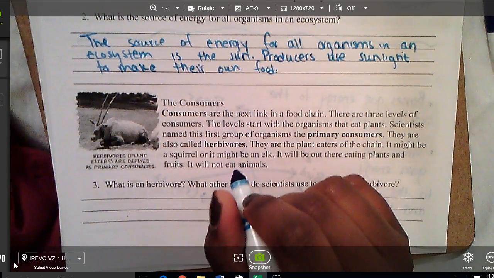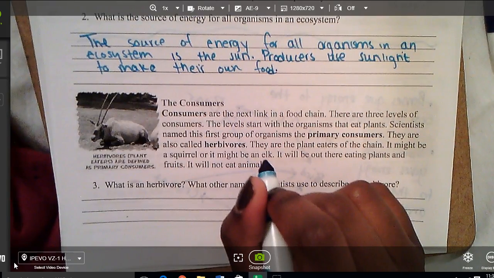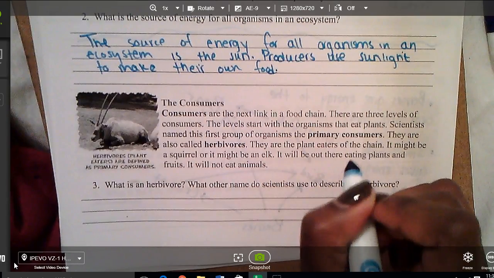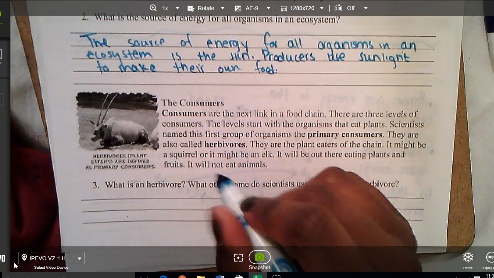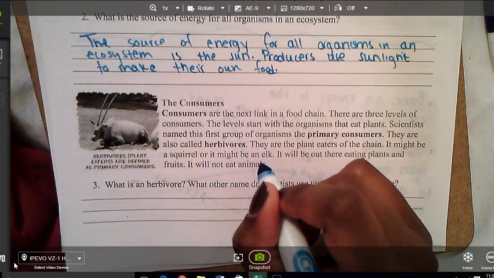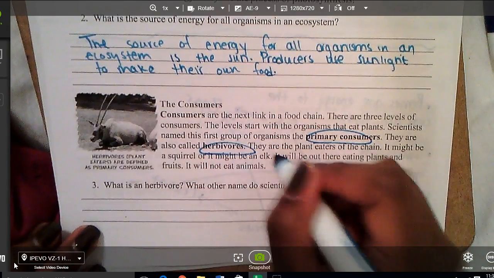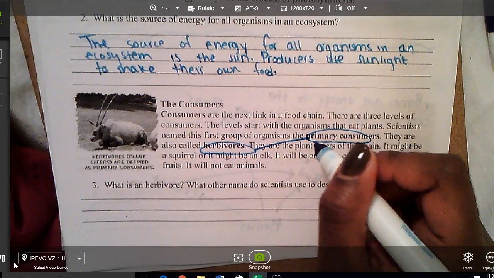It might be a squirrel or it might be an elk. That's like a deer. This right here. It will be out there eating plants and fruits. It will not eat animals. Two big important terms here, and they mean the exact same thing.